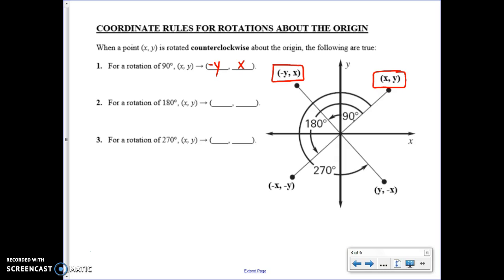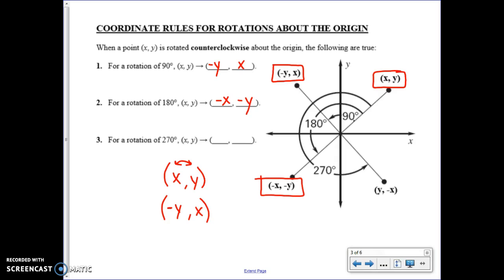Here's what I want you to notice that's happening. So we took this point, X, Y, and we switched their places. So it's Y, then X. And then we made the first one the opposite to get to that 90 degrees. I'm showing you this because it's going to help you to come up with this and maybe not have to memorize. Now, for a rotation of 180, it's the opposite of X, opposite of Y.